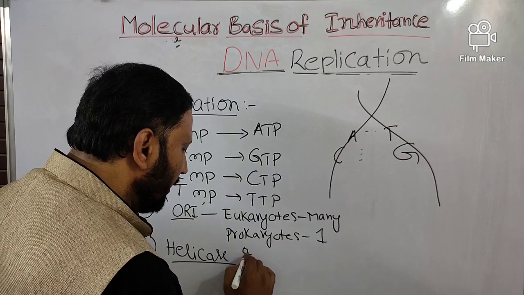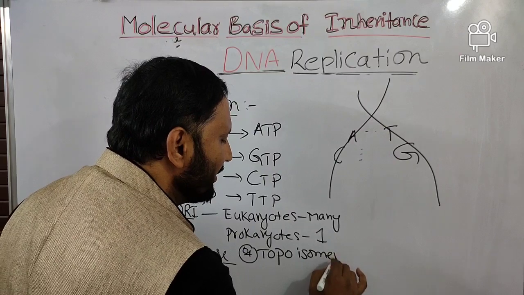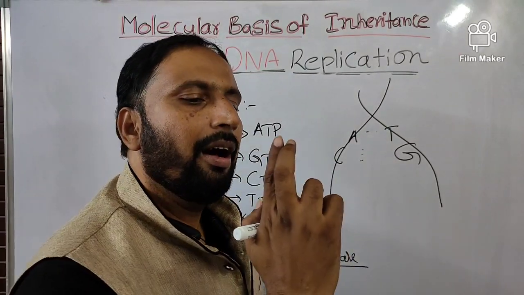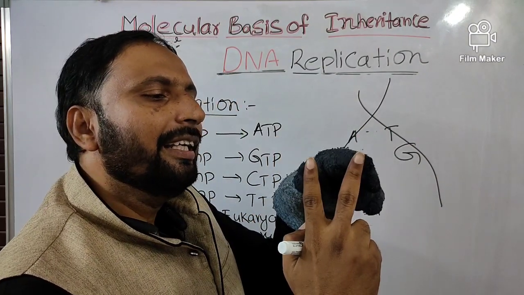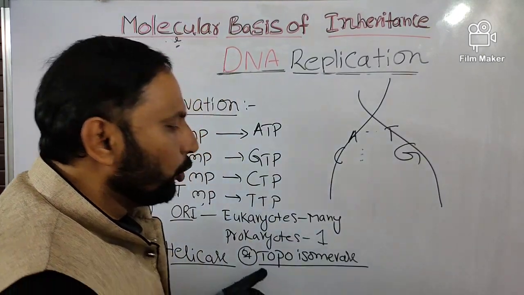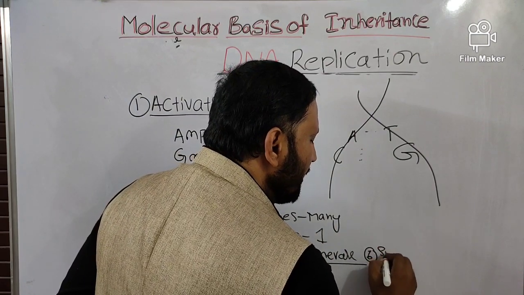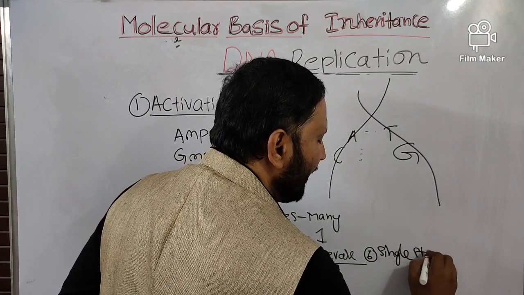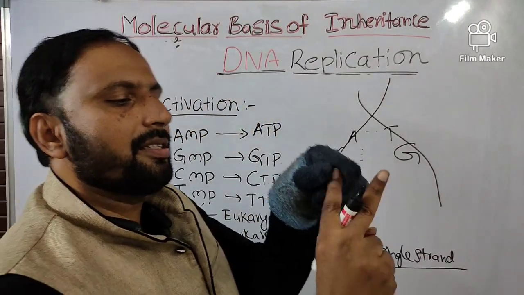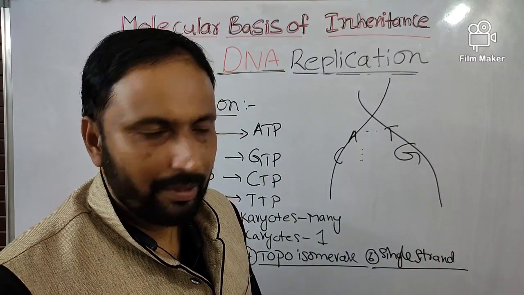Later on, the important thing is topoisomerase. Topoisomerase enzyme is mainly involved in the removal of tension. After separation from each other, each strand contains some tension. That tension can be removed by topoisomerase. Not only that, there is also the single strand stabilizing enzyme. After the tension is removed, each strand is stabilized by the single strand stabilizing enzyme.